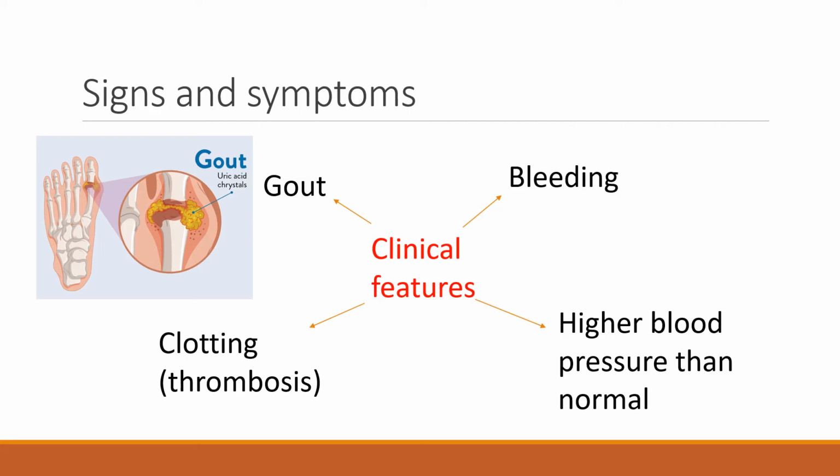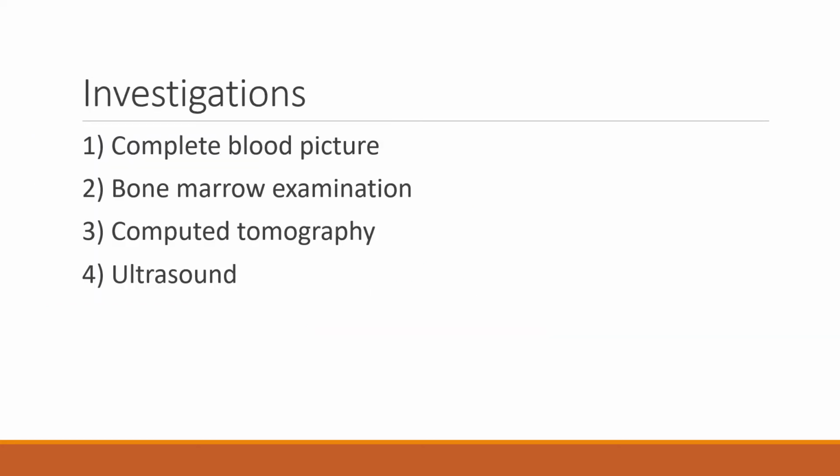And there are some clinical features that can easily be observed, including gout, which can cause pain in the leg, clotting, bleeding, and also higher blood pressure than normal. Some investigations can be done to analyze this disease, including the complete blood picture, bone marrow examination, computed tomography, and ultrasound.